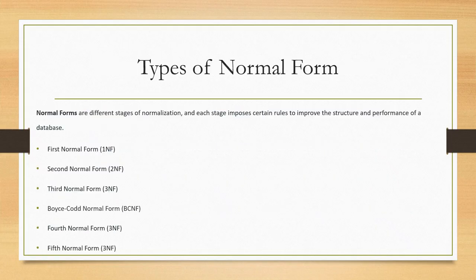What are the types of normal form? Normal forms are different stages of normalization, and each stage imposes certain rules to improve the structure and performance of a database. There are 6 types of normal forms. They are first normal form, second normal form, third normal form, Boyce-Codd normal form, fourth normal form, and fifth normal form.